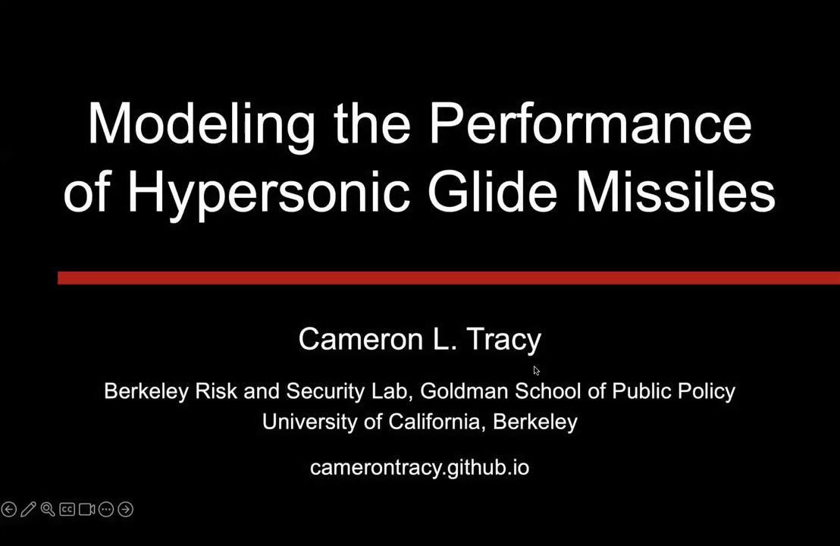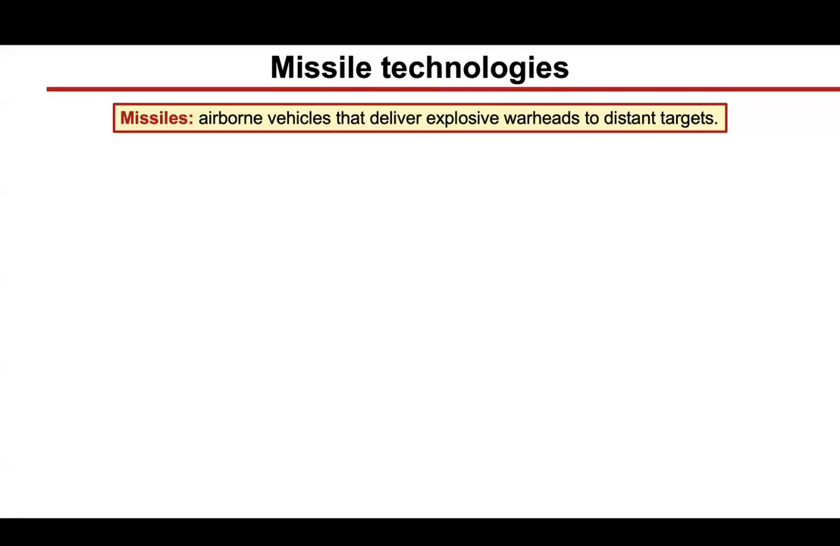So, modeling the performance of hypersonic glide missiles. Now, to start very broadly, missile technologies, as we're interested in them, are airborne vehicles that exist to deliver explosive warheads from point A to point B, with those points separated by some appreciable distance, which might be hundreds of kilometers, might be thousands of kilometers in the case of intercontinental delivery systems.